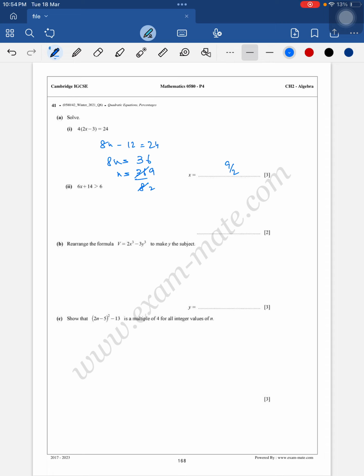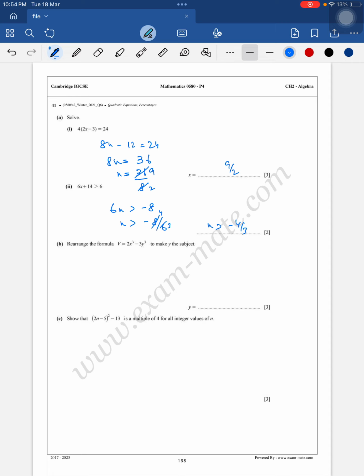Part 2, we have an inequality. So moving 14 over there, 6 minus 14 is minus 8. So x is greater than minus 8 upon 6. 2 4s are 8, 2 3s are 6. x is greater than minus 4 upon 3.